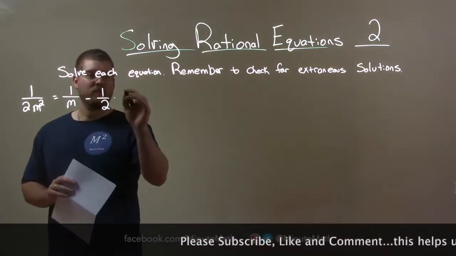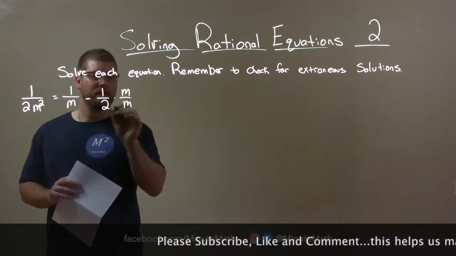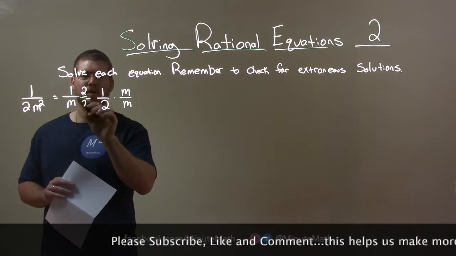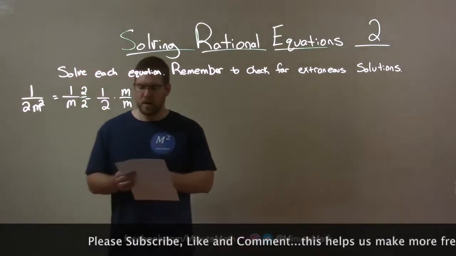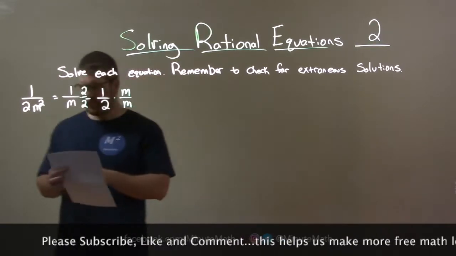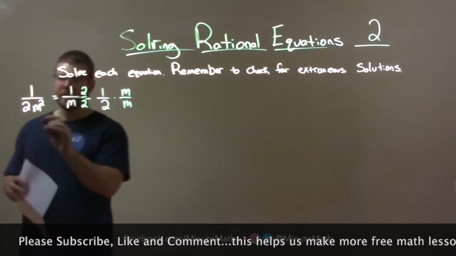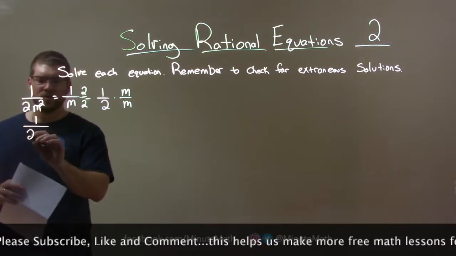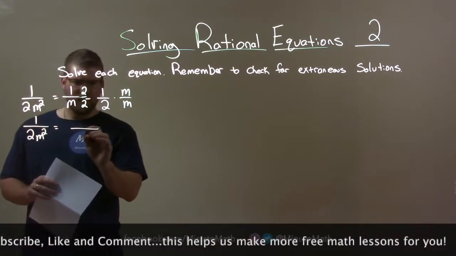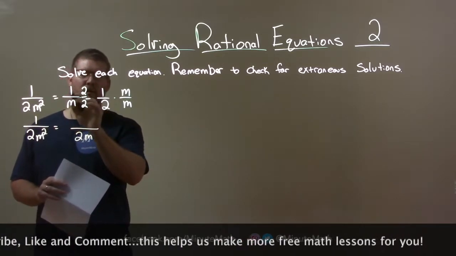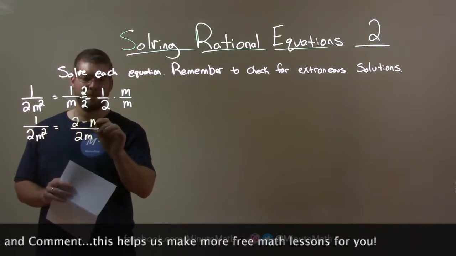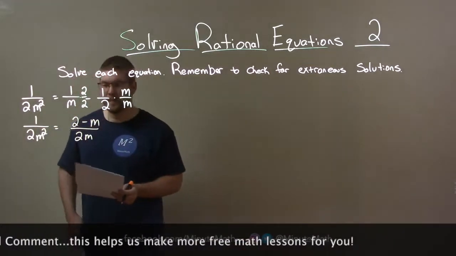So 1/2 gets multiplied by m over m to make 2m in that base, and 1 over m gets multiplied by 2 over 2. Okay? What that does is give us a base of 2m for both of them, allowing us to combine it. So let's bring this down. 1 over 2m squared equals, well, we have a base of just 2m, so the numerator, 1 times 2 is 2, minus m times 1 is m. All right, much simpler now.